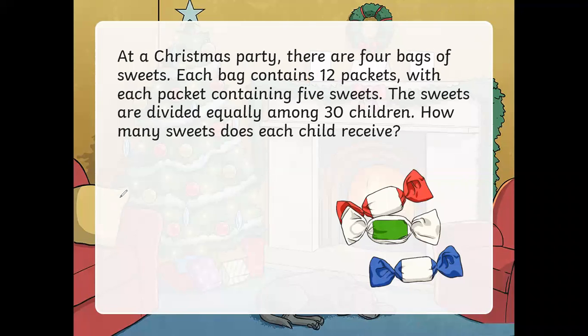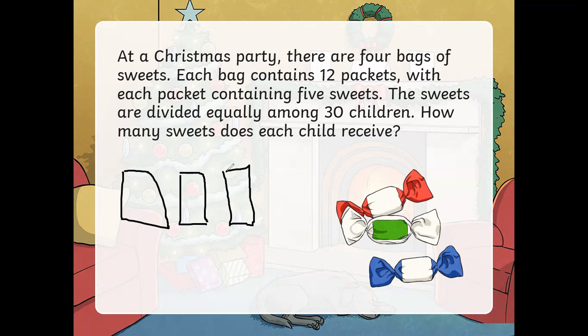There are 4 bags of sweets. So 1, 2. These are all supposed to be the same size, by the way, because they all contain 12 packets of sweets. So in here there'll be these packets, and there'll be 12 of them. Okay, so I'm just going to write 12 the rest. And then in each packet, so now we zoom into a packet, and each packet has 5 sweets. The sweets are divided equally among 30 children. How many sweets does each child receive?